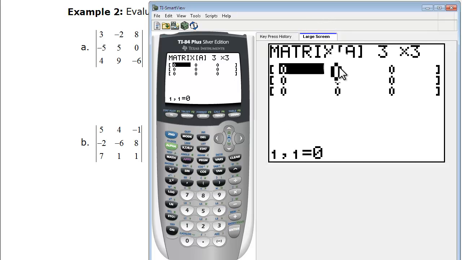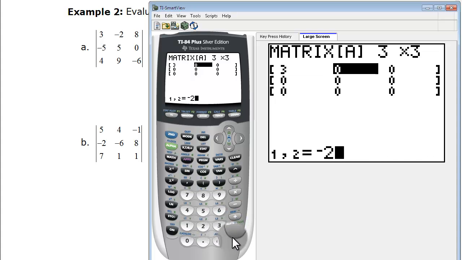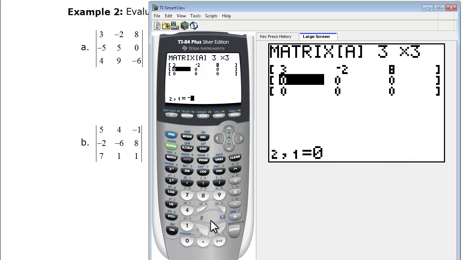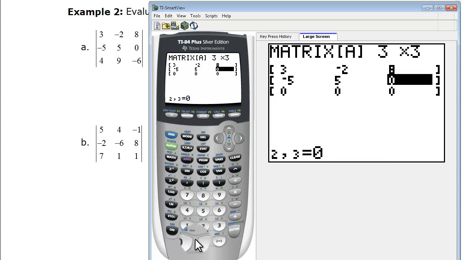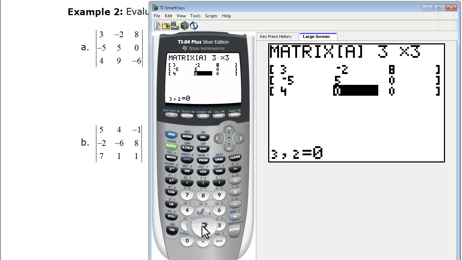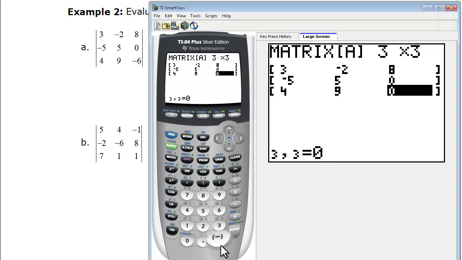We'll change this so you see the screen here. Now we have to put in the numbers. So 3 is the first, then -2, 8, -5, 5, 0. Always hit enter after you enter the number to make sure that it records inside the matrix, especially important for this last one. So there we go, we've got our matrix put in.